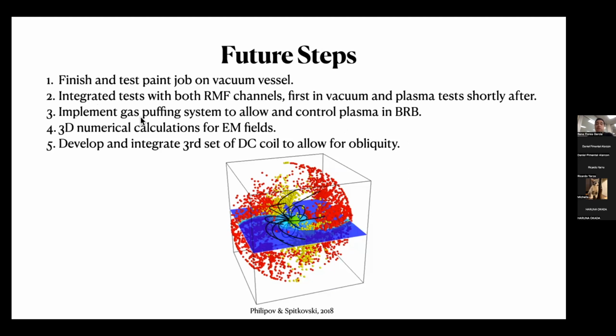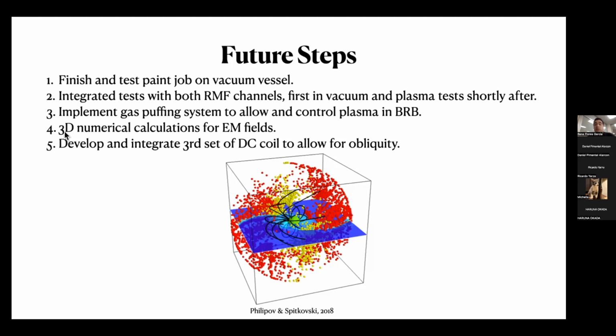Afterwards, we want to implement the gas puffing system. Now, the gas puffing system is what's going to allow plasma to be in contact with this magnetic field and with the vacuum vessel. So we need to implement this gas puffing system, which is just going to puff ionized gas, aka a plasma, and we should be able to control the puffing into the vessel.